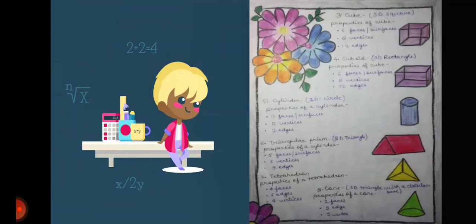It has 6 faces, 8 vertices and 12 edges. Cylinder, don't think that it is the cylinder with which we cook food. It has 3 faces, 0 vertices and 2 edges. Then tetrahedron. Oh, what a typical name, but don't go by its name. It is very easy to learn. It has 4 faces, 6 edges and 4 vertices.